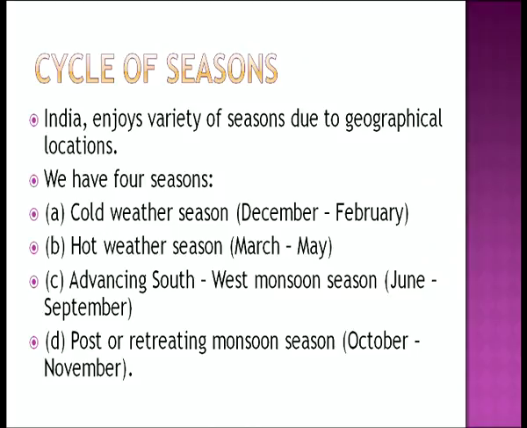Now let's understand the cycle of seasons. India enjoys a variety of seasons due to its geographical location. We have 4 seasons: cold weather season, which lasts from December to February, hot weather season, which lasts from March to May, then advancing southwest monsoon season from June to September, and post or retreating monsoon season from October to November. Now, what is the cold weather season like?